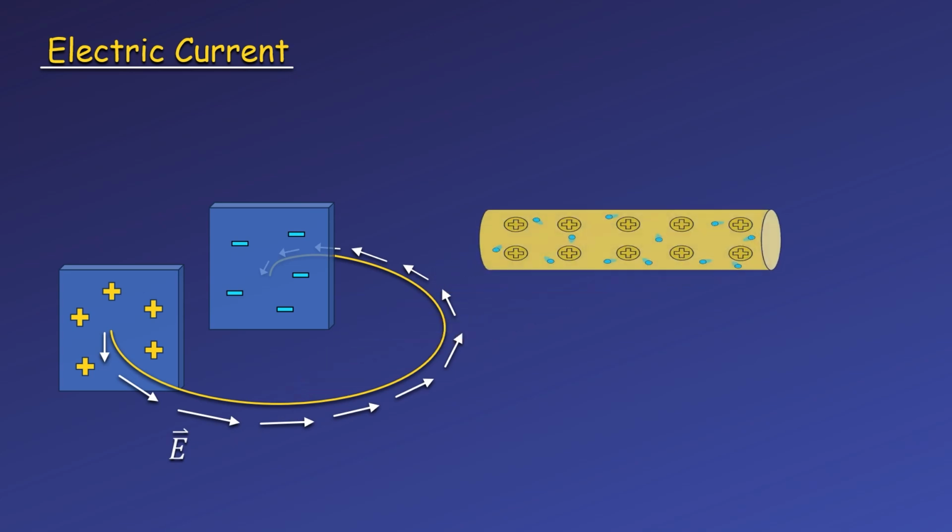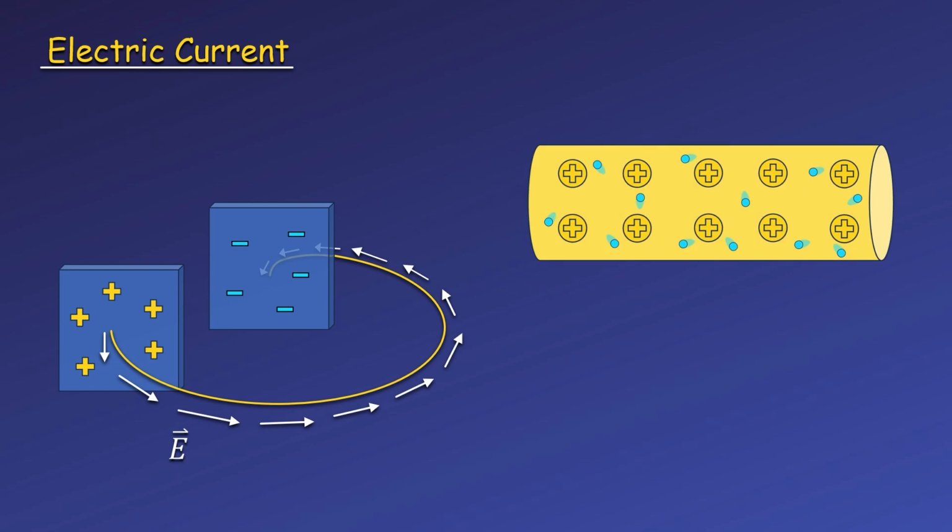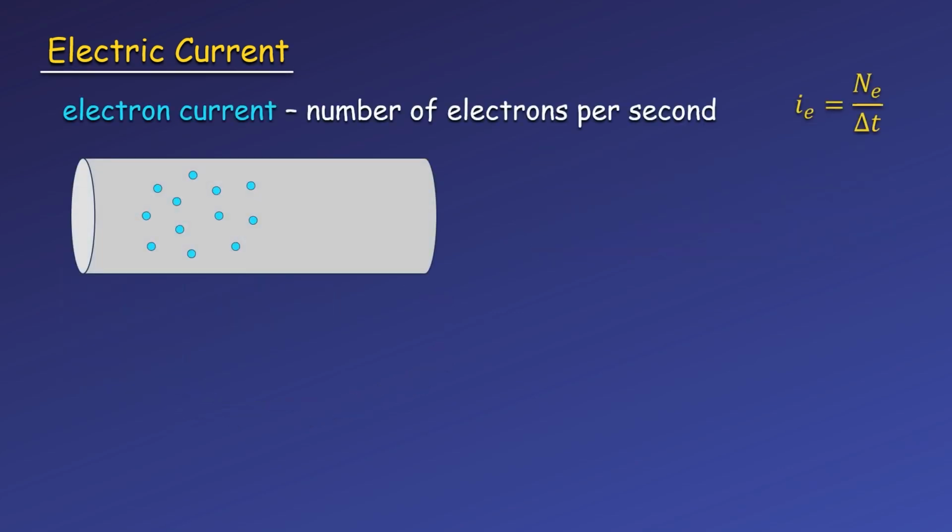If we zoom in on the wire, the positive nuclei of the atoms in the conductor are in some static arrangement, and free electrons are bouncing around back and forth. Since the electrons will be moving, we can define the electron current to be the number of electrons that move through some area of the wire per second. We'll use a lowercase i to distinguish between the electric current from before and the electron current here.